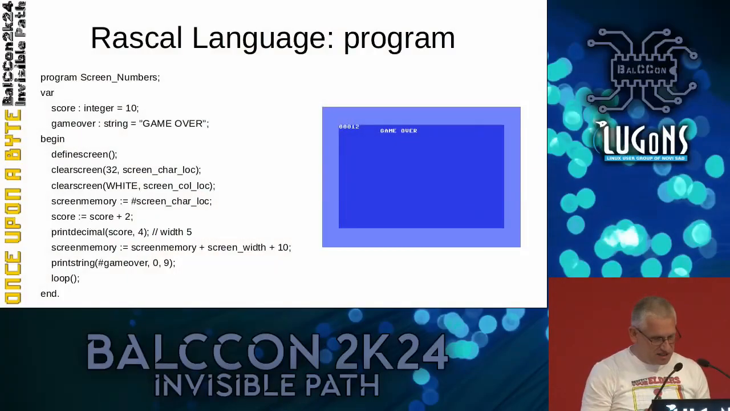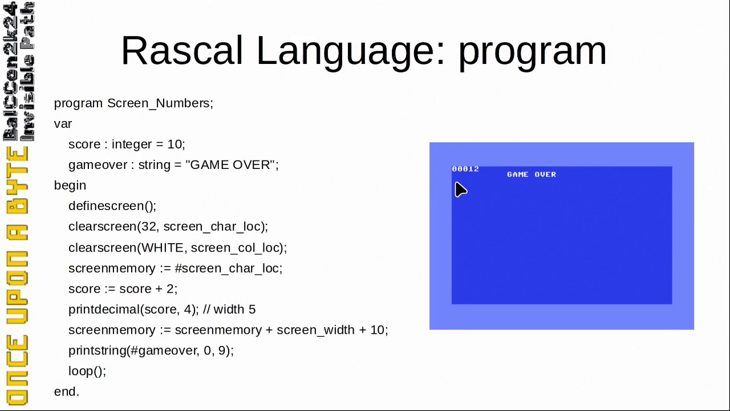How a program in Rascal looks like. This is just a simple program that clears the screen, then writes something in the video memory, and then makes an infinite loop at the end. So if you run this, you will get something like this on the screen of the C64. We can have one number displayed and one string. This is just to show you how a minimal program, how a hello world would look like.